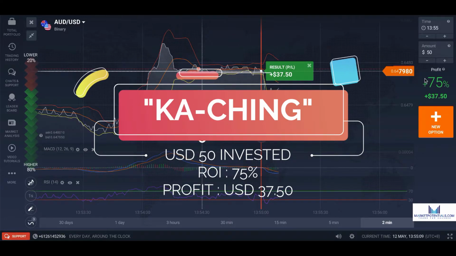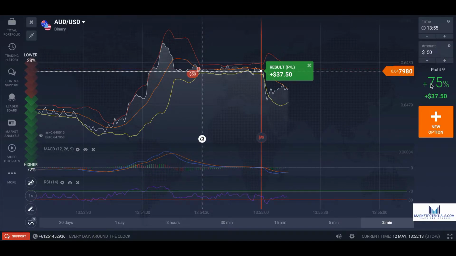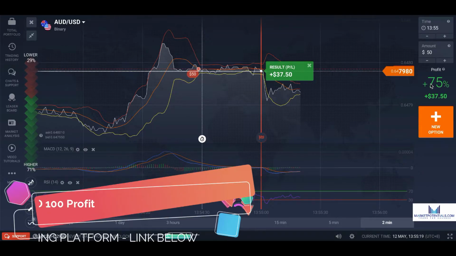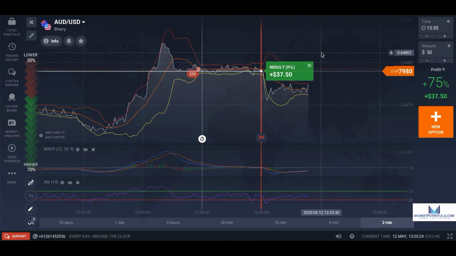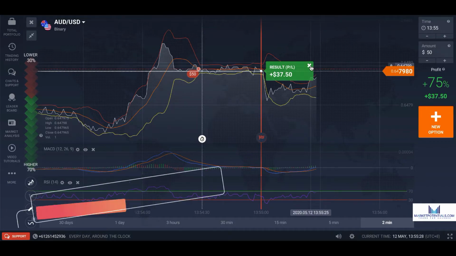Again, that was 75% ROI of my first $50 that I put in to trade this afternoon. So guys, I promised you, I've literally been showing you how to earn your first $100. And I have just made $37.50 off my first trade. So all I'm really going to be doing is reinvesting this profit into my next trade.